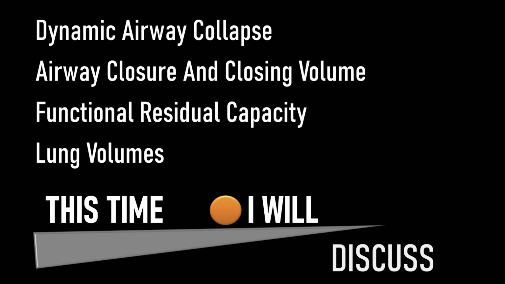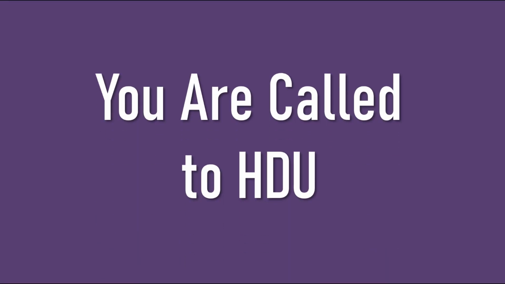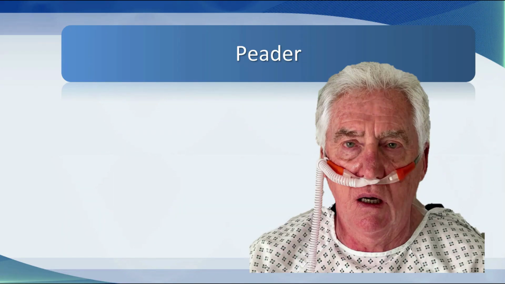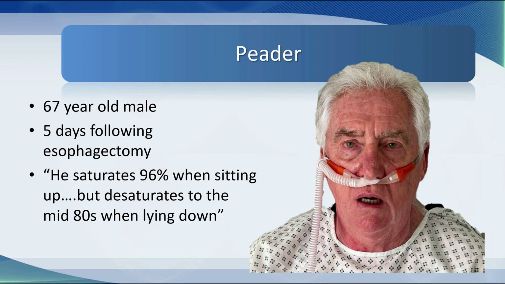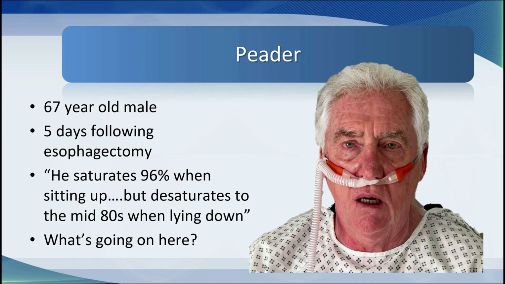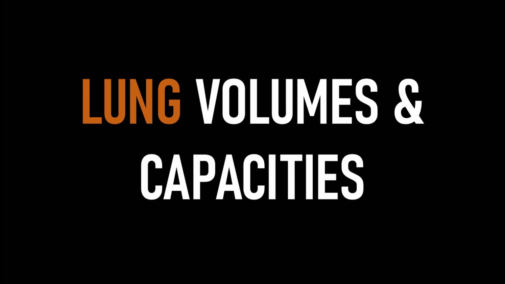Let's start with a clinical scenario. You are called to the high dependency unit or the ICU to see Peadar. He's a 67-year-old male. He's 5 days post esophagectomy, and you are told that he saturates 96% when sitting up, but desaturates down to the 80s when lying down. What's going on here? To understand this, we need to start by looking at lung volumes and lung capacities, and this requires a graph.